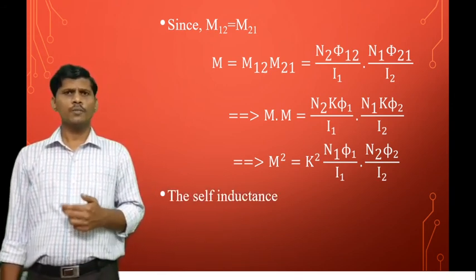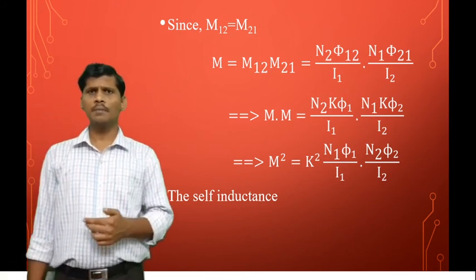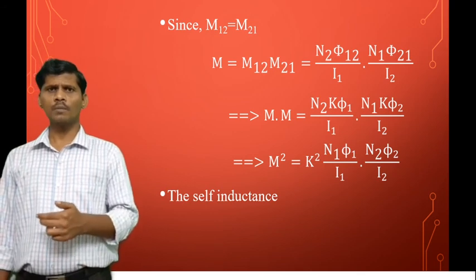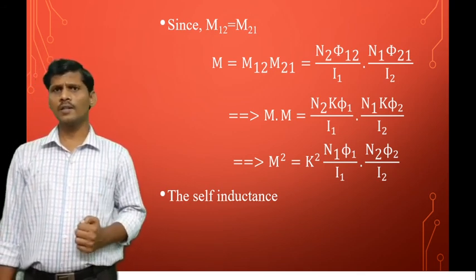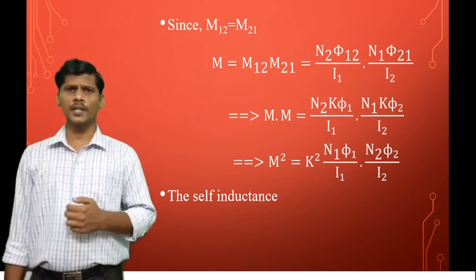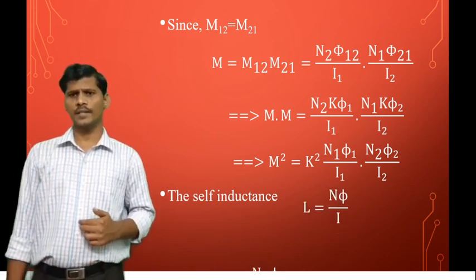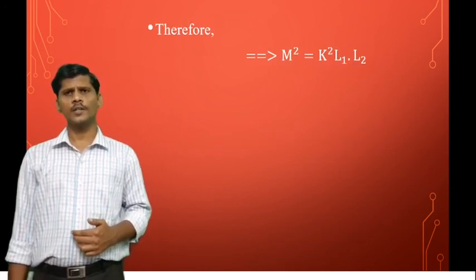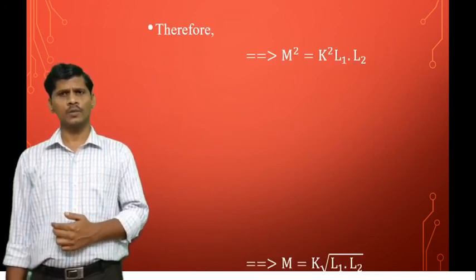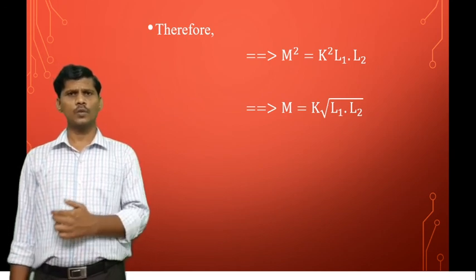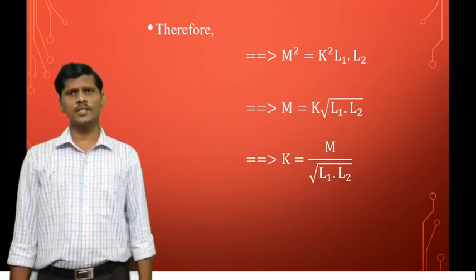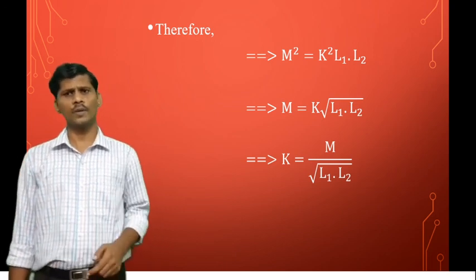What is the definition of the self-inductance? N pi by I, total flux linkage to the total current. So N1 pi 1 by I1 is the first coil self-inductance, N2 pi 2 by I2 is the second coil self-inductance. So that is L1 and L2. Therefore M square is equal to K square into L1 into L2. M is equal to K into square root of L1 L2. Therefore the coupling coefficient K is equal to M by square root of L1 L2.